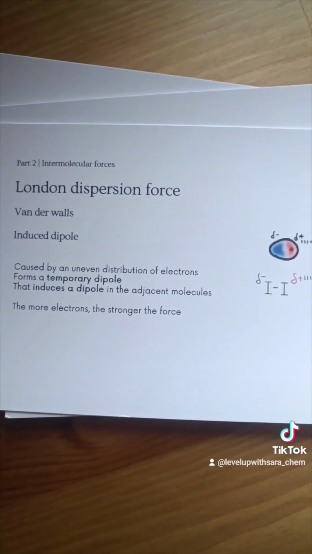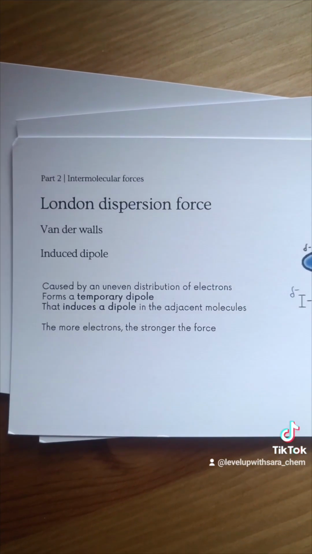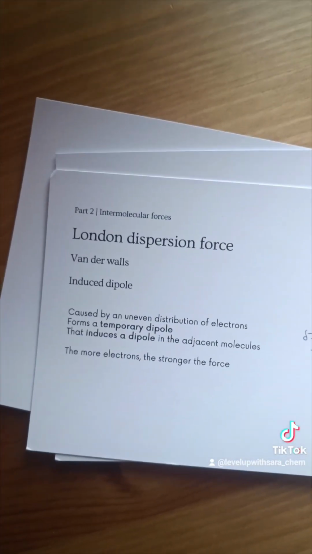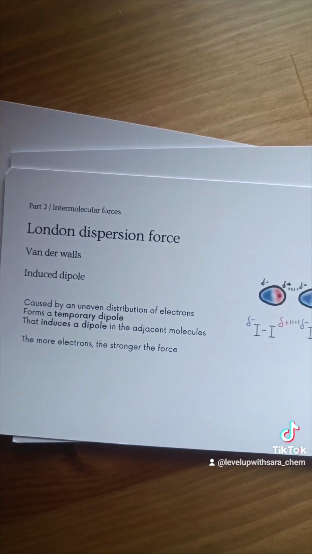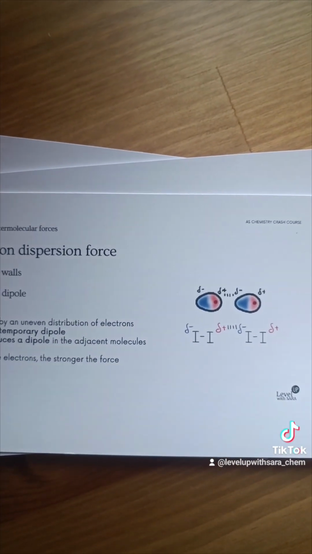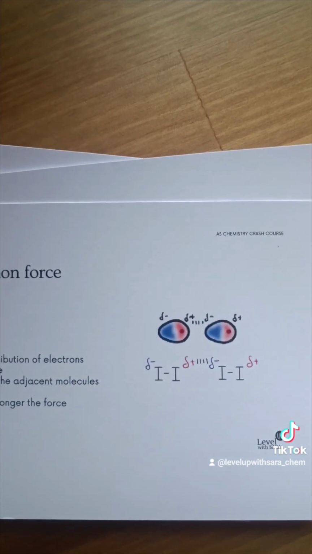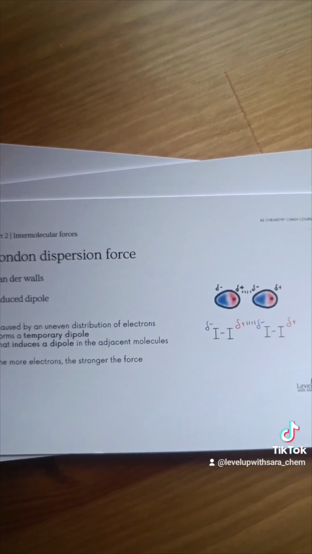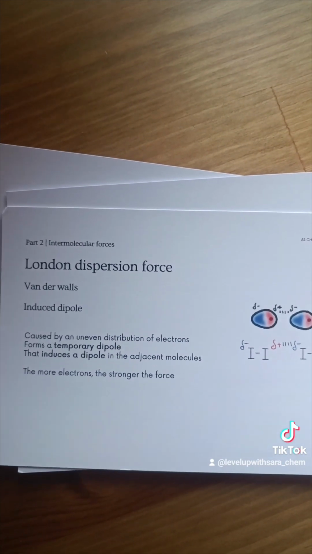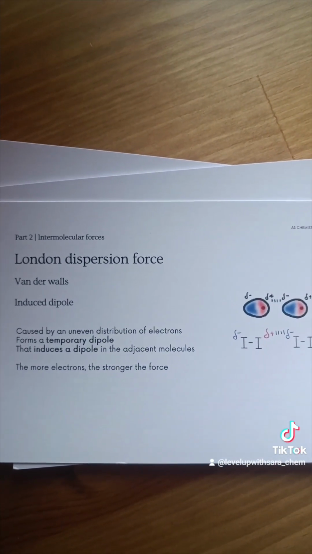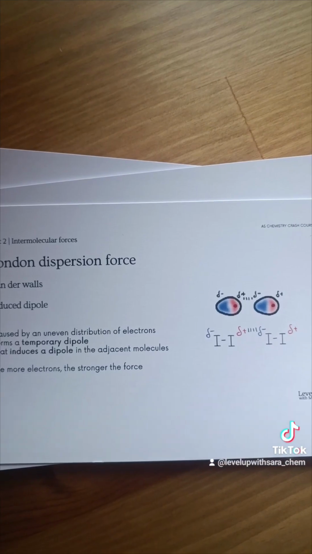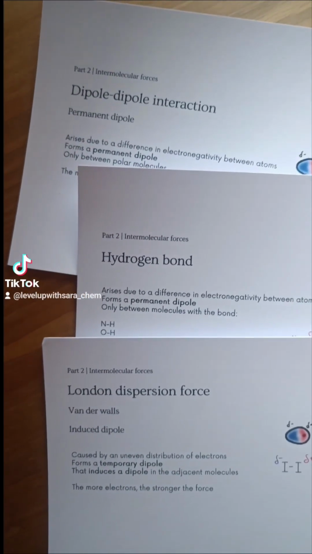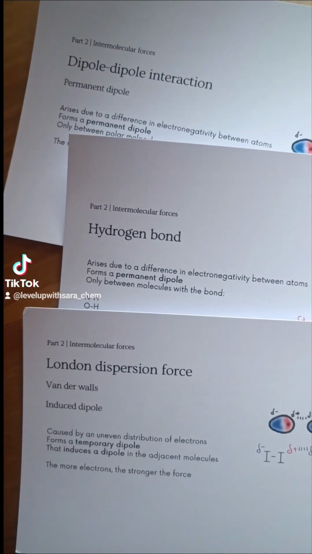And finally, the one that doesn't depend on dipoles is the London dispersion force, or induced dipole. It's caused by an uneven distribution of electrons, which means there is a temporary dipole which induces, look at this diagram, a dipole in the adjacent molecule. Here it only depends on the number of electrons. So dipole-dipole, hydrogen bond, London dispersion force: different nature and different strength.